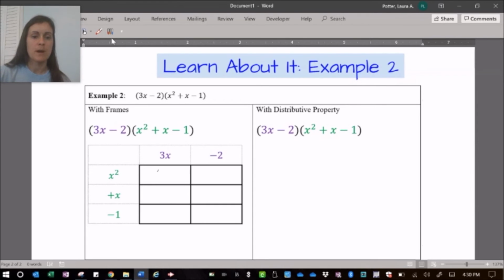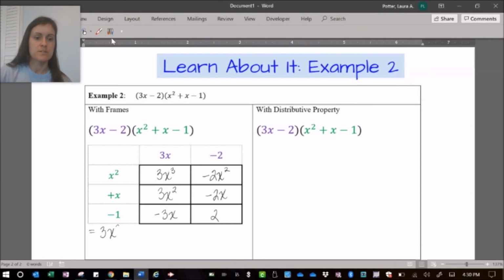3x times x squared is 3x to the third. -2 times x squared is -2x squared. 3x times x is 3x squared. -2 times x is -2x. 3x times -1 is -3x. And -2 times -1 is +2. So I'm going to take all of my partial products and add them together.